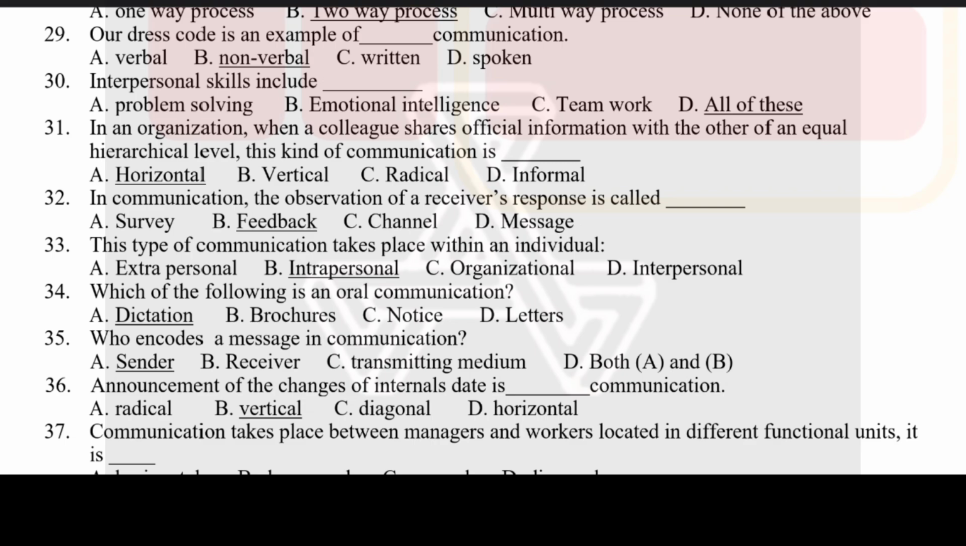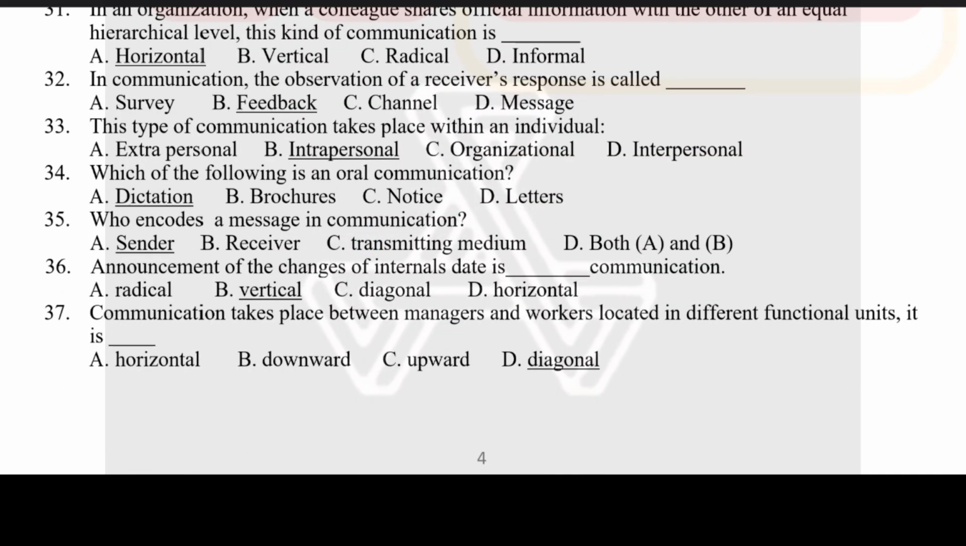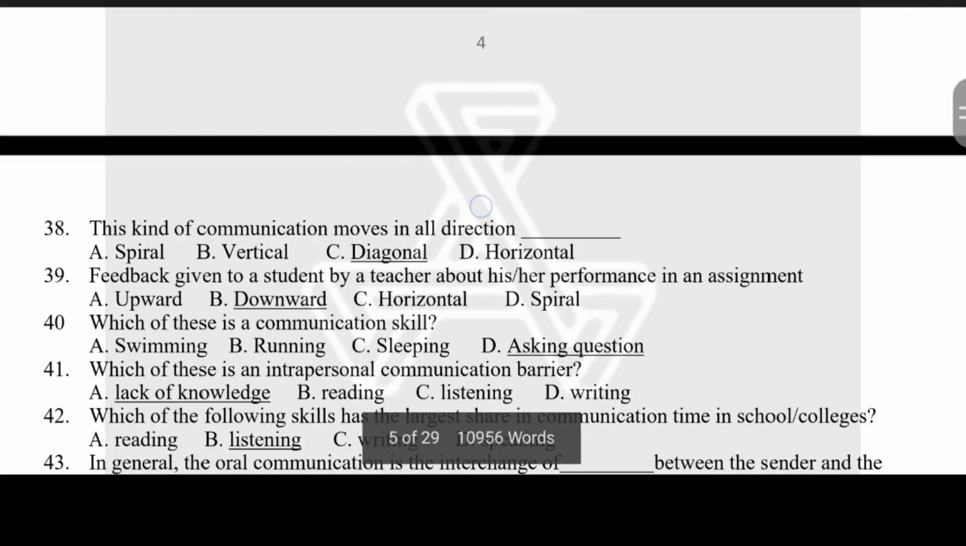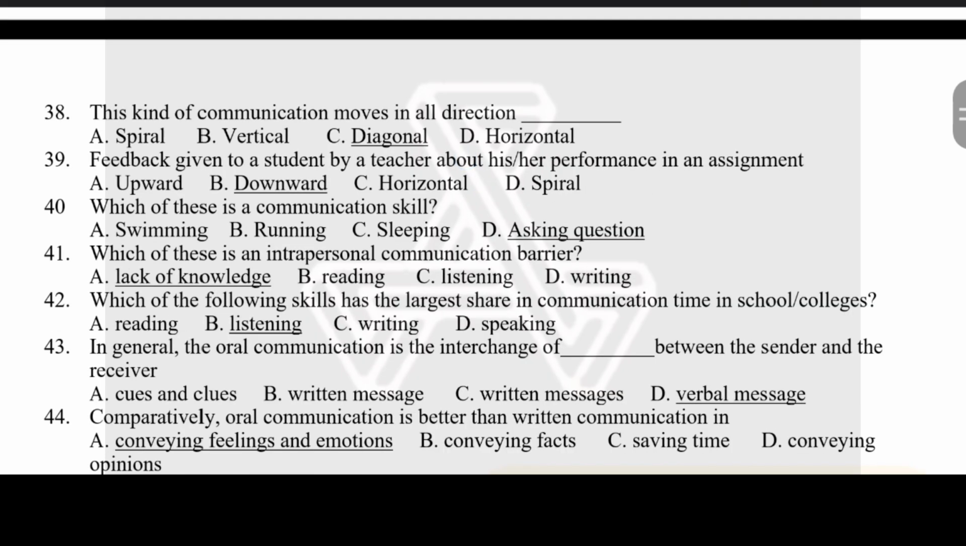Who encodes message in communication? Sender. Announcement of the changes of internal dates is vertical communication. Communication takes place between managers and workers located in different functional units. It is diagonal. This kind of communication in all direction is diagonal communication. Feedback given to a student by teacher about his or her performance in an assignment is downward.